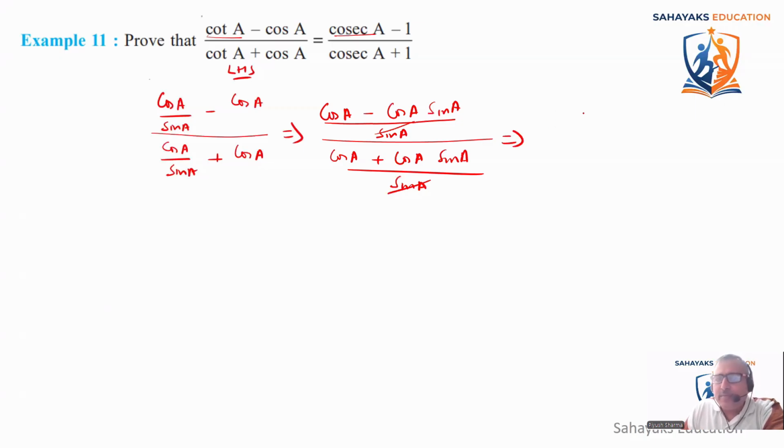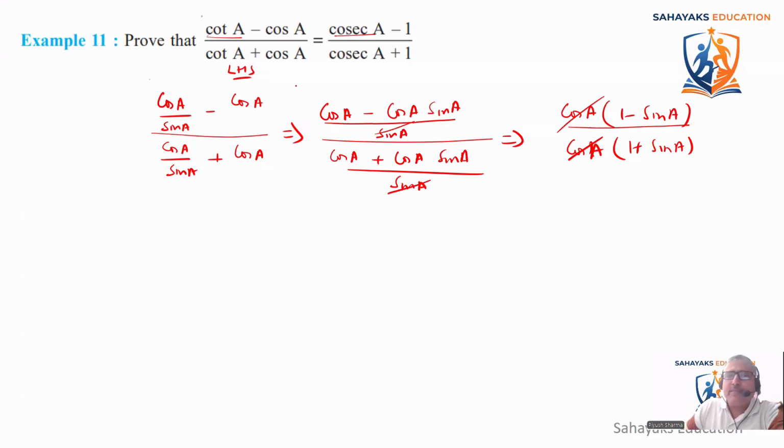If I take cos A common, it becomes 1 minus sin A divided by cos A common, 1 plus sin A. So cos A will cancel out. So it becomes 1 minus sin A divided by 1 plus sin A. Okay. So either we can prove LHS is equal to RHS, or we can bring LHS to some value and RHS to some value. It's both the same thing.